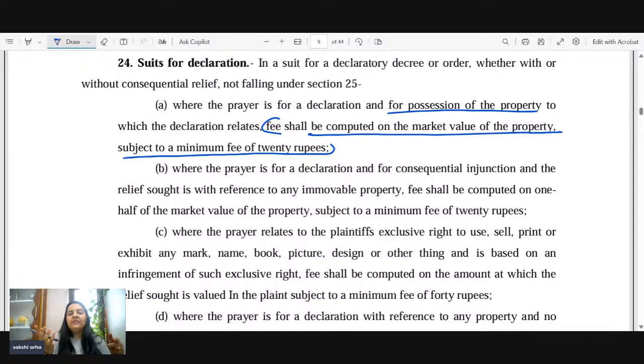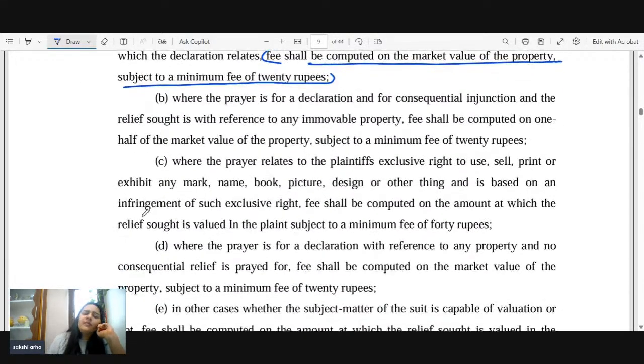Okay, what will be the fee? That is given in Schedule 1. So if the market value of the property is 30 rupees, the fee is as given in Schedule 1. It is not that if the market value is 30, the fee is also 30. No, it will be computed on the market value. But the minimum should be 20 rupees.